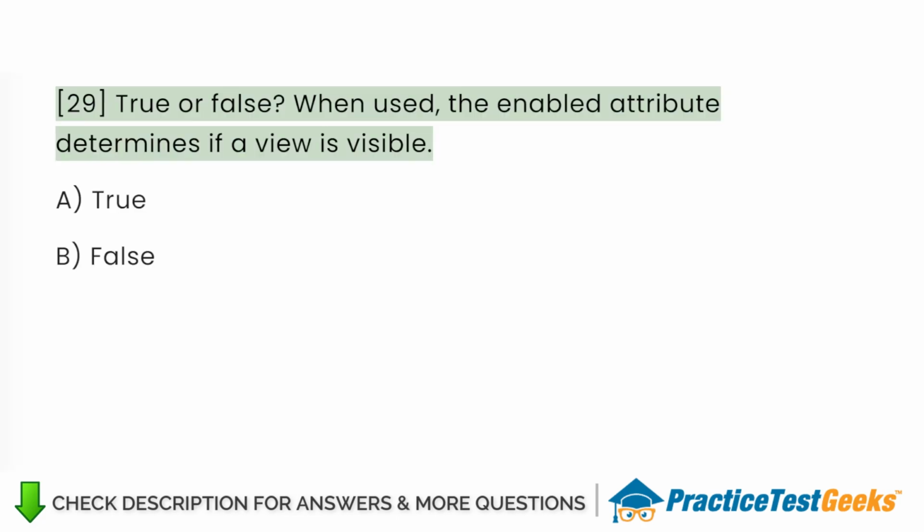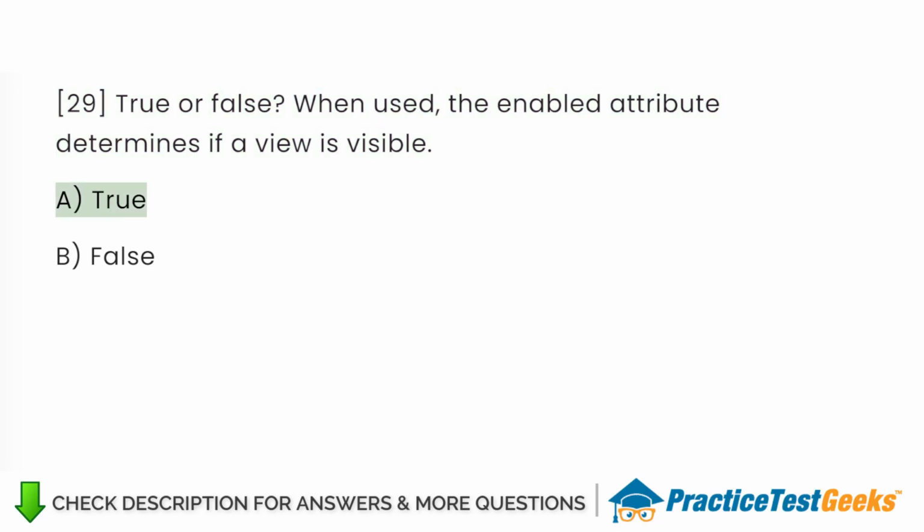True or false? When used, the enabled attribute determines if a view is visible. A. True. B. False.